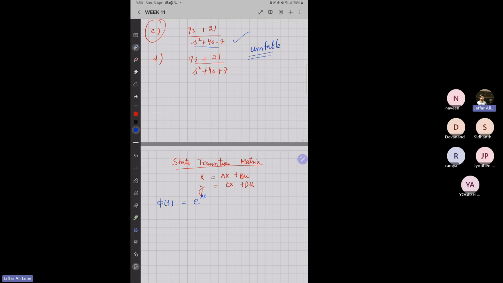And it's given as the short way, the simple way, this is equal to Laplace inverse of (sI minus A) inverse. So my state transition matrix is Laplace inverse of (sI minus A) inverse. Just take the Laplace inverse of sI minus A inverse. We have already calculated (sI minus A) inverse. So just taking the Laplace inverse of that, we're done. And why this is important, you'll see in a minute when we discuss the solution.